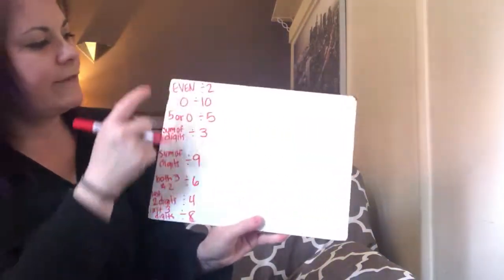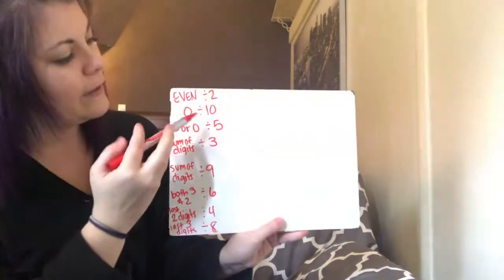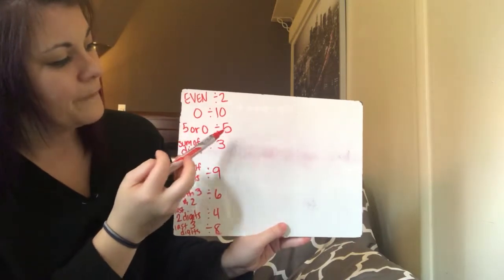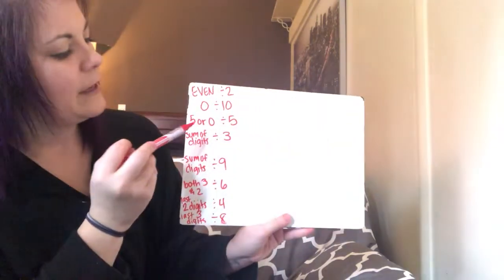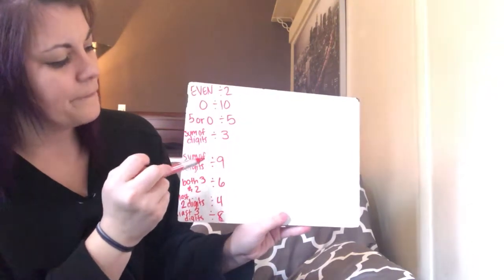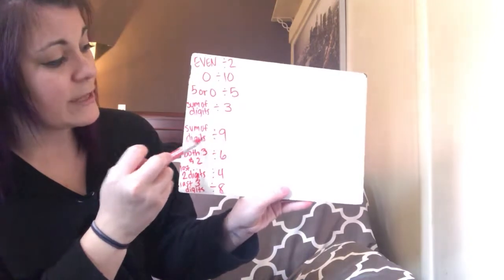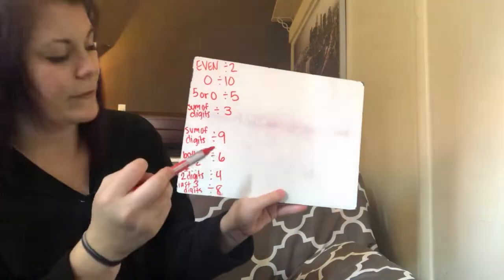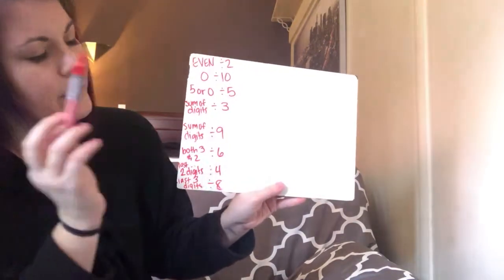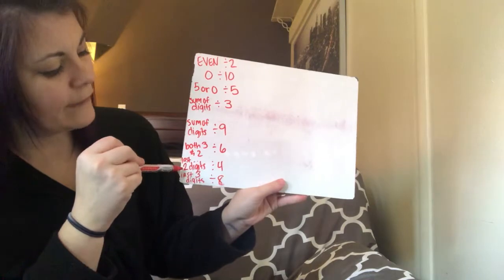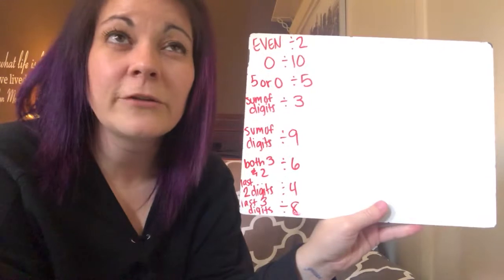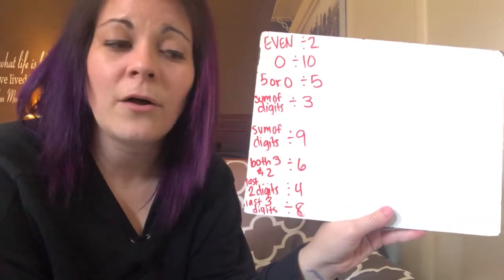If it's even, it's divisible by 2. If it ends in a 0, it's divisible by 10. If it ends in a 5 or 0, it's divisible by 5. If the sum of the digits is divisible by 3, then it's divisible by 3. If the sum of its digits is divisible by 9, it's divisible by 9. If the number is divisible by both 3 and 2, it's also divisible by 6. If the last 2 digits are divisible by 4, then it's divisible by 4. And if the last 3 digits are divisible by 8, it's divisible by 8.